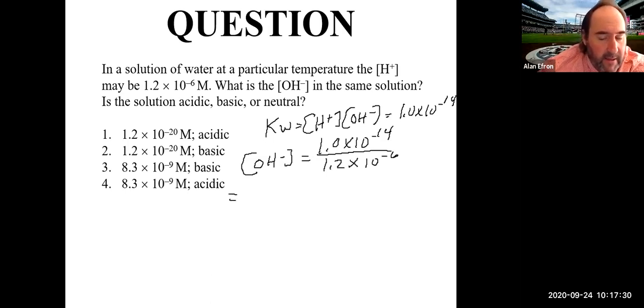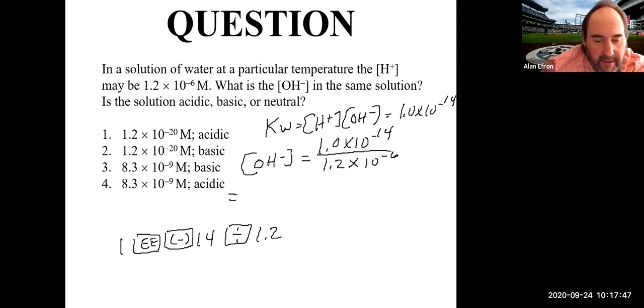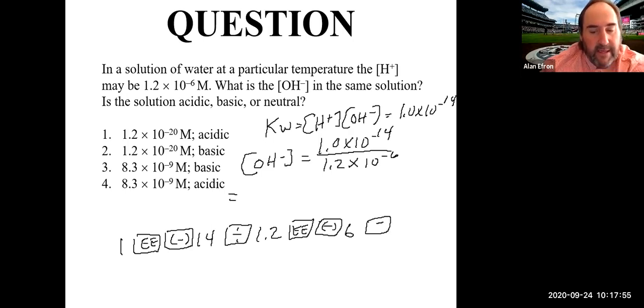Again, here, you want to make sure that you punch these in correctly. So 1, hit your exponent button, hit your negative button, and hit 14, hit your divide button, hit 1.2, your exponent button, your negative button, and your 6, and hit the equals button. And if you do all that good stuff there, hopefully you end up with something like 8.3 times 10 to the minus 9 on most people's calculator, because you probably don't have it in scientific notation.